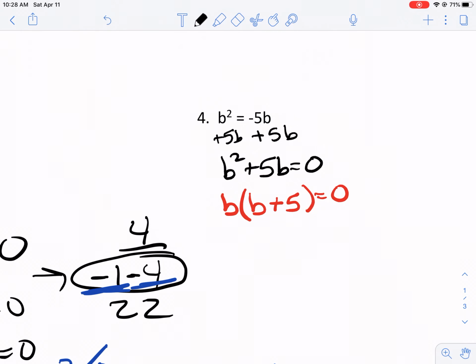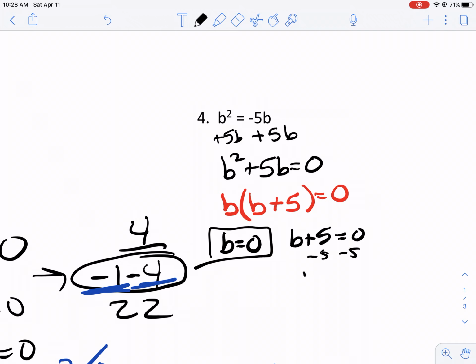And the next step says take each factor, set it equal to 0. So there's our 2 factors equal to 0. b is a variable, so one of the roots is 0. b does equal 0. And then this one, when we subtract 5, the other root would be a -5. All right, 6 of them for you to try.